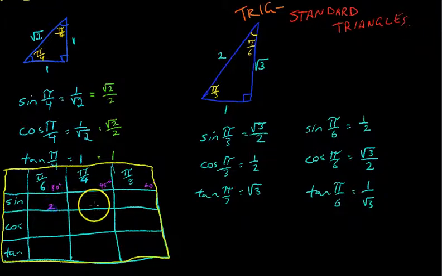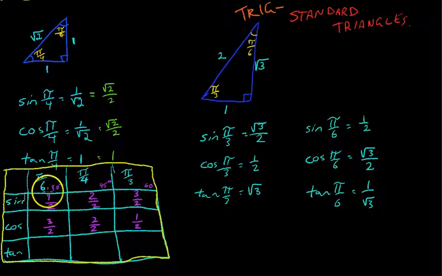Put 2's everywhere. 2, 2, 2, 2, 2, 2. Just in those top 6. Don't do the bottom 3 just yet. Now they're all your denominators. And now we're going to count 1, 2, 3, 1, 2, 3. And then you put square roots on the top of everything.